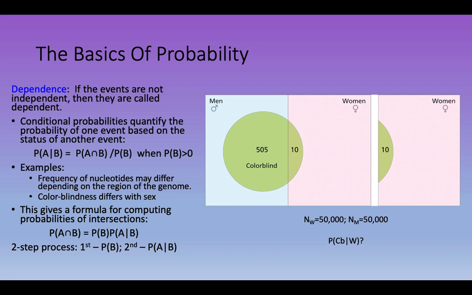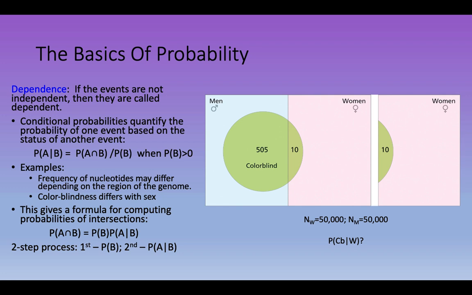And if they are not independent from each other, we call them dependent. And often in that process, we're going to define those types of probabilities using a conditional probability. A conditional probability quantifies the probability of one event based upon the status of another event. So, the probability of A given B, right?